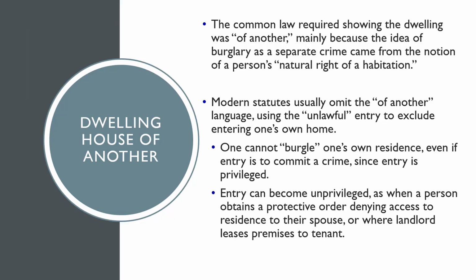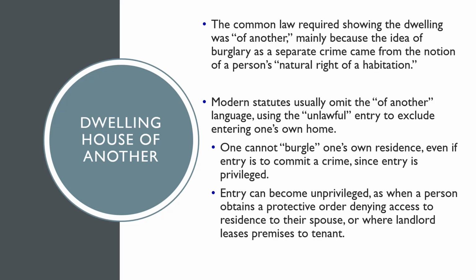The dwelling house of another. The common law required that the dwelling house of another, because we wanted to keep it away from you going into your own house, the natural right of habitation. Modern statutes usually omit the dwelling house of another and make it simply unlawful entry to exclude one's own home. Typically, that sounds very confusing. One can't burgle one's own residence, even if the entry was to commit the crime. Since the entry is privileged, you're allowed to.